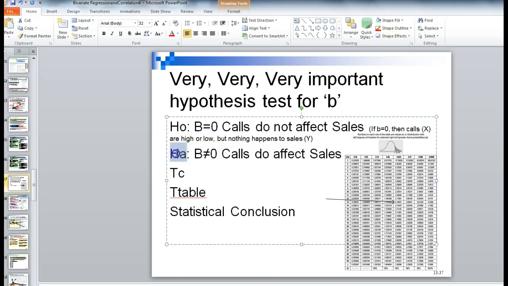The alternative hypothesis, a very important hypothesis for this second half of the chapter, is beta doesn't equal 0. If beta does not equal 0, then when calls go up, sales go up a lot. Or they may go down, whether it's positive or negative. But if your beta does not equal 0, then there is a relationship between calls and sales. Calls do affect sales. So this is the underlying hypothesis that we're going to be testing. Beta equal to 0, beta does not equal to 0.